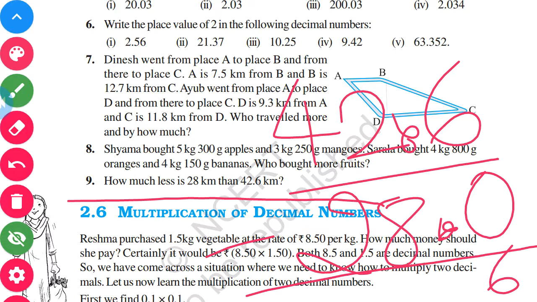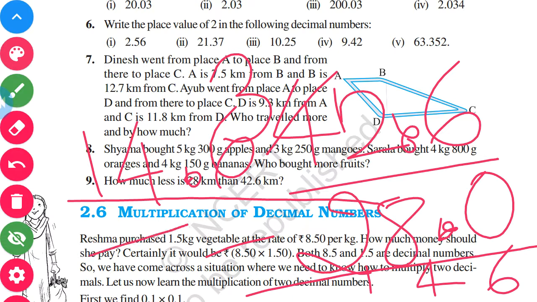And you can just find out 6 minus 0 is 6, and 2 is less than 8, so we have to borrow from 4, and 1 and 2 becomes 12. 12 minus 8 is 4, and the 4 becomes 3. 3 minus 2 is 1. So your answer is 14.6. It is, 28 is less than 42.6 by 14.6 kilometers. So that is your answer, and this completes your exercise.